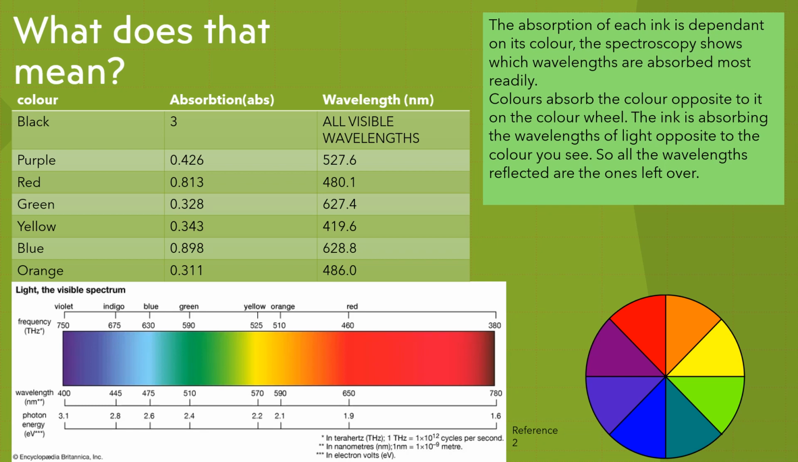So, as you might have spotted, if you take the wavelength and move it into the spectrum, you can see that it actually reflects the opposite colour on the colour wheel. So purple, for example, is 527.6 nanometers, which is roughly around green, and if you look, the green is opposite purple. This is because colours absorb the colour opposite on the colour wheel, because the colour you're seeing is dependent on what light is being reflected off the object rather than absorbed. So when the opposite colour is absorbed, more of the colour you're looking at is reflected and therefore you see it.